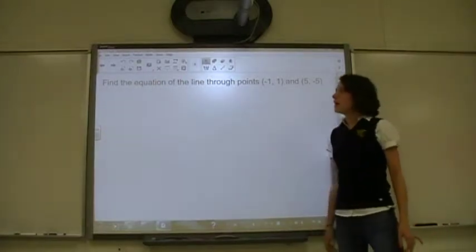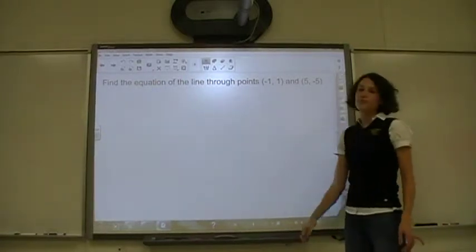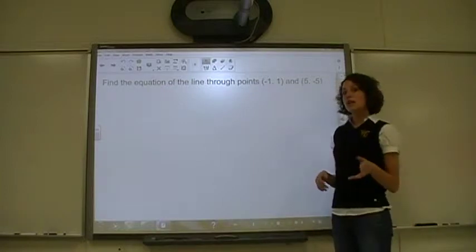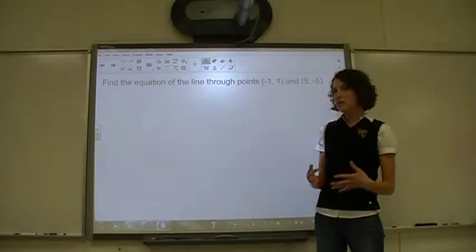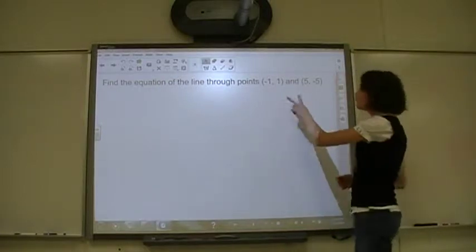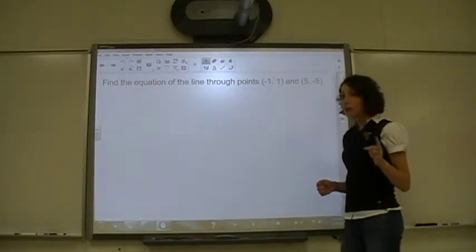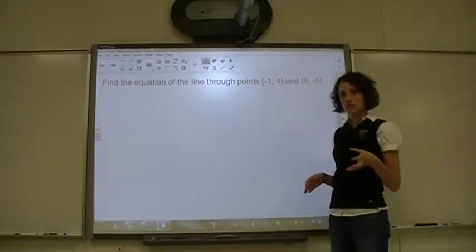So, find the equation of the line through the points (-1, 1) and (5, -5). Now, whenever you're trying to find the equation of the line, you always need a point and you need a slope. Well, we don't have a slope right here, but we do have 2 points. And we do know how to find slope when you are given 2 points.